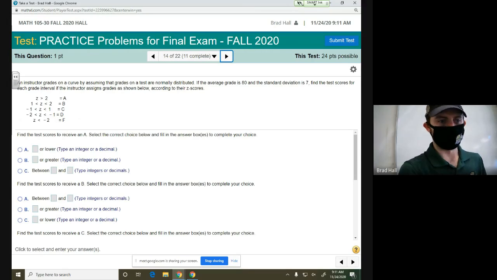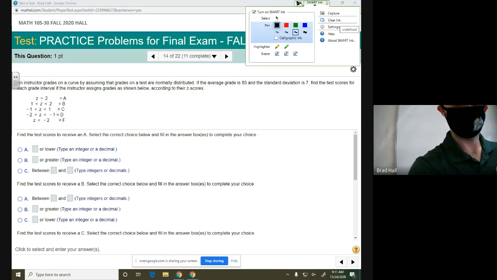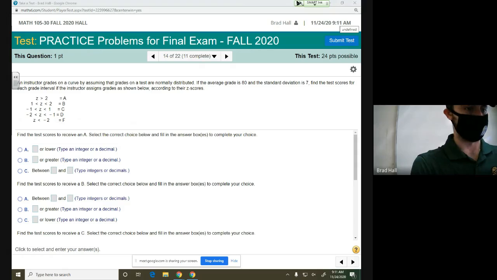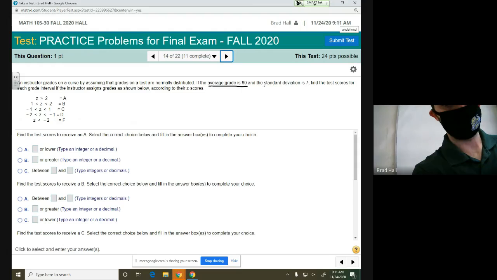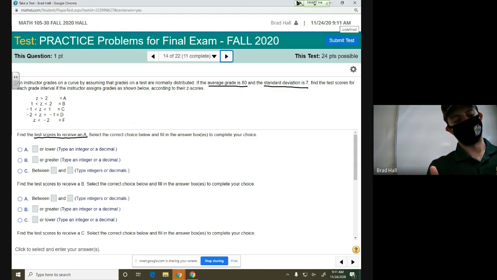Okay. This is the fixed problem from before. In fact, I'll go ahead and just do this one. So this is what the problem should look like from that issue we had in the very beginning. The average is 80, standard deviation is 7. And so you need to figure out the test scores to receive an A. This one was the example 9 from page 44, I believe, that I mentioned before.